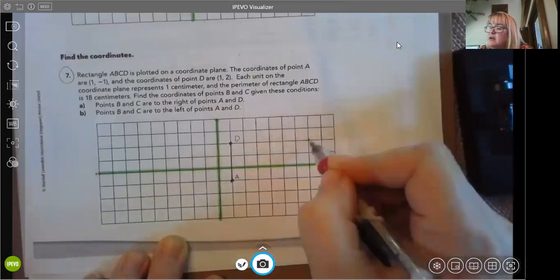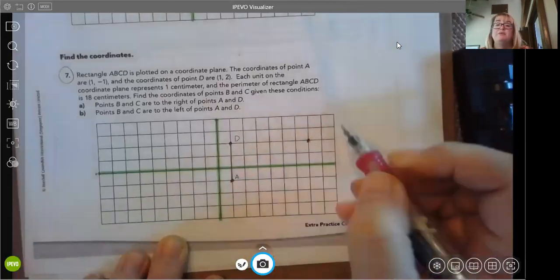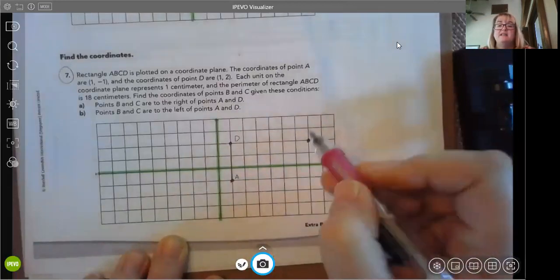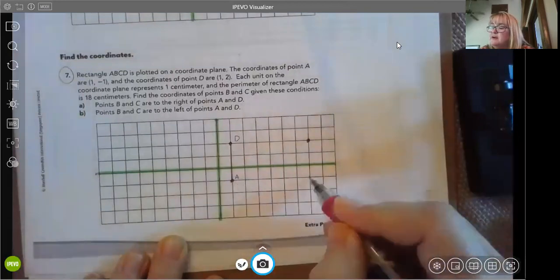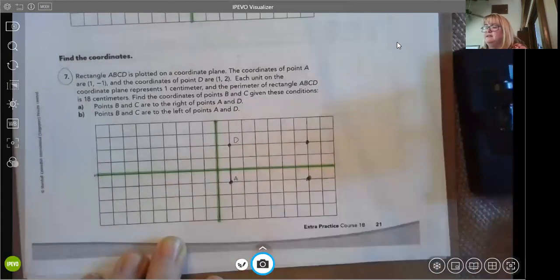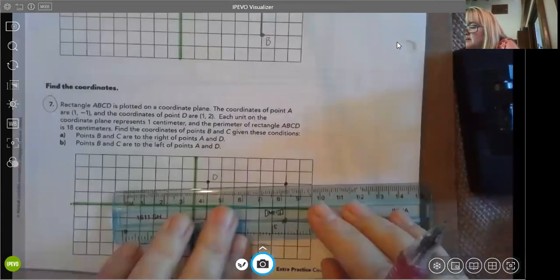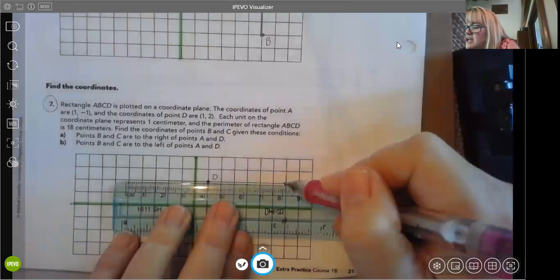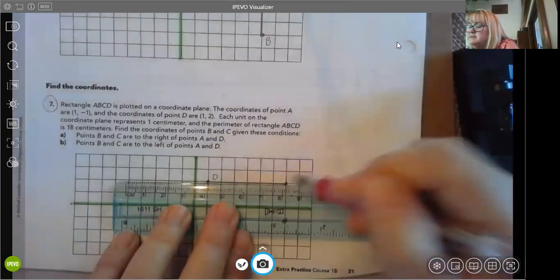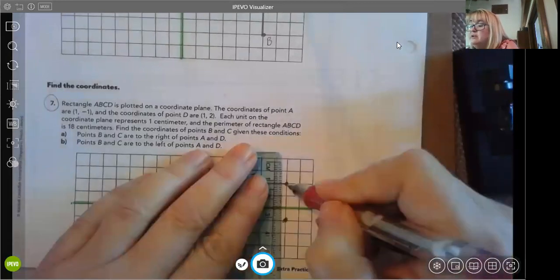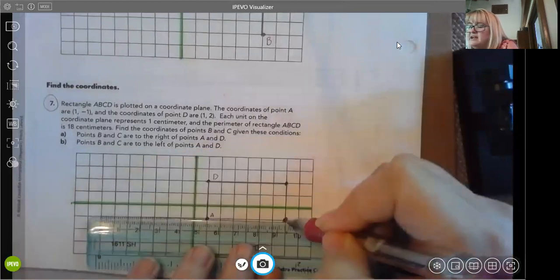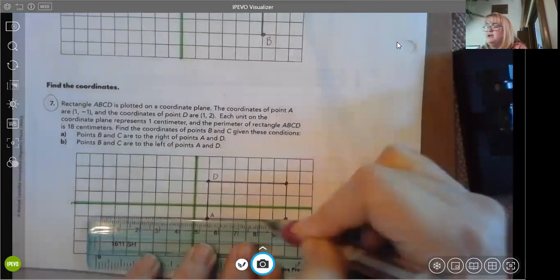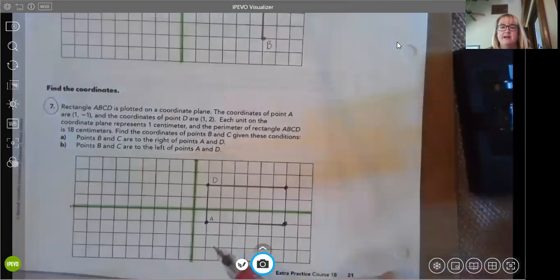So I know this is a point. And then the other point would just be to make a rectangle right here. Okay, so let's connect those and we'll double check to make sure, and then we'll label them. I didn't label them right away because remember they have to go in that order. Okay, so here is a rectangle.